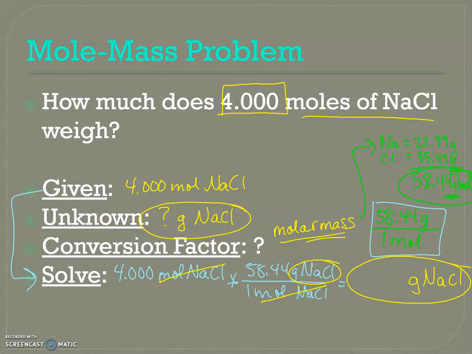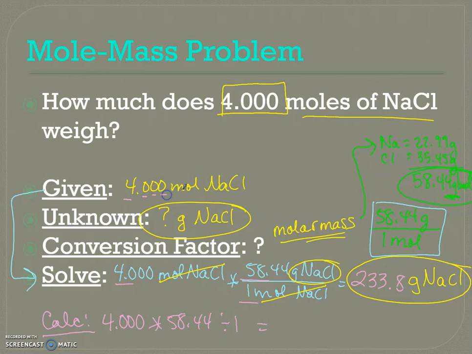What do I do in the calculator, though? How do I solve this? Just like I taught you with dimensional analysis in your calculator, you multiply by everything in the numerator and divide by the denominator. So that's 4.000, or just 4, times 58.44 and divide by 1. And what does that give you? That gives you 233.8 grams.